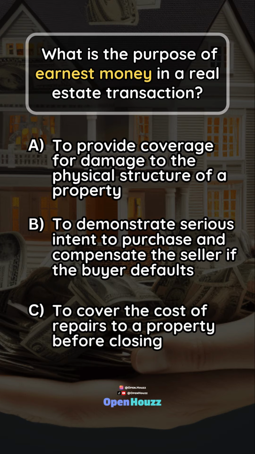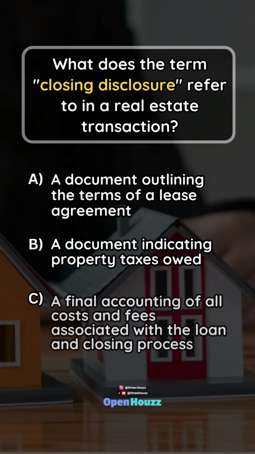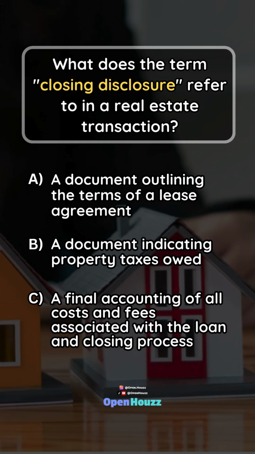What is the purpose of earnest money in a real estate transaction? To demonstrate serious intent to purchase and compensate the seller if the buyer defaults. What does the term closing disclosure refer to in a real estate transaction? A final accounting of all costs and fees associated with the loan and closing process.